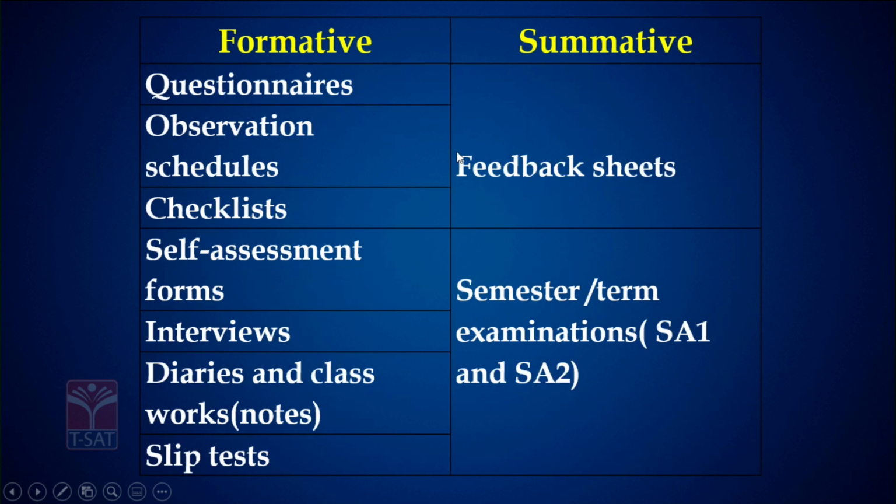And here are the tools. Formative evaluation is done by questionnaires, observation schedules, checklists, self-assessment forms, interviews, diaries and classwork, for example, notes or classwork that the children do, and even slip tests. And even you can include projects here. Whereas for summative evaluation, feedback sheet or semester or term examination, we have already discussed SA1 and SA2.